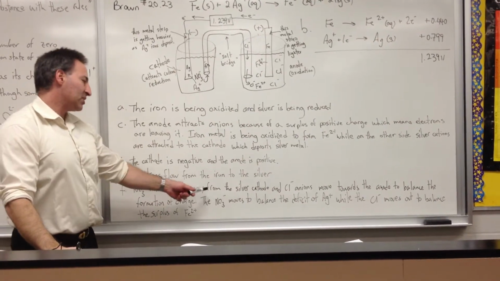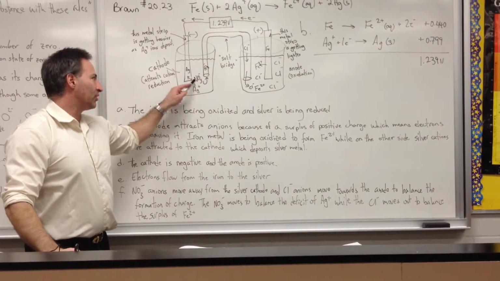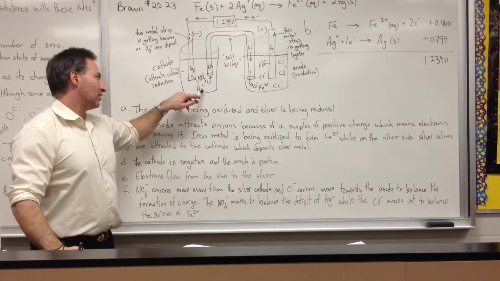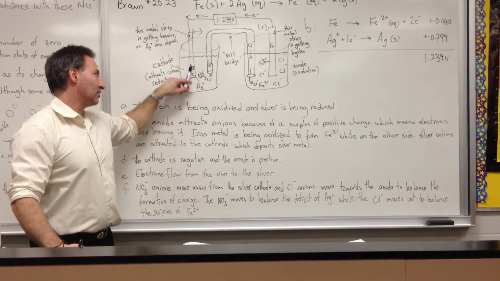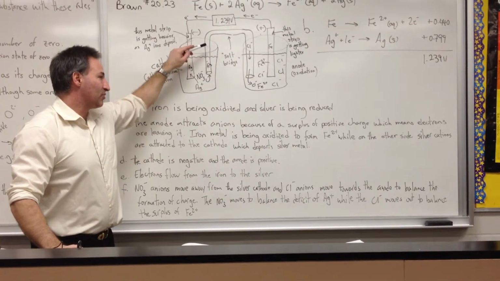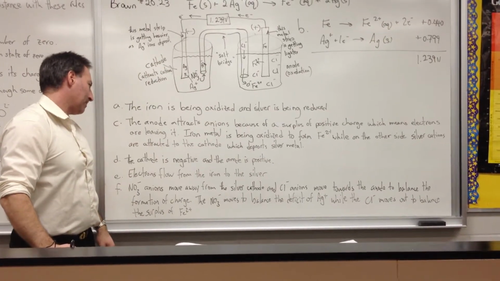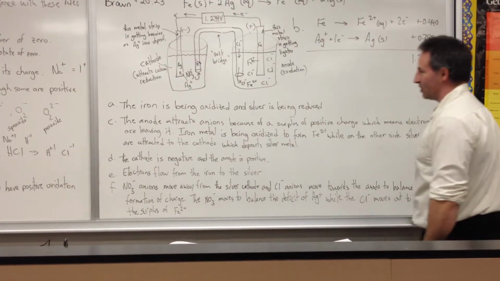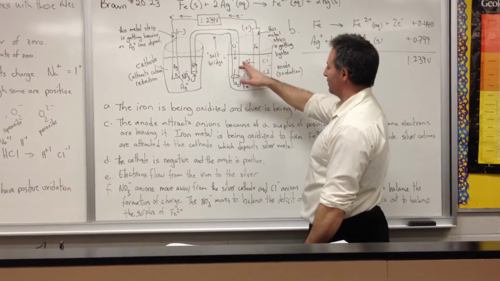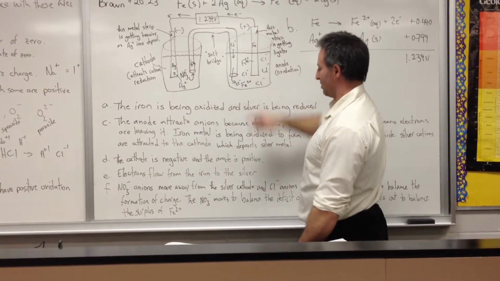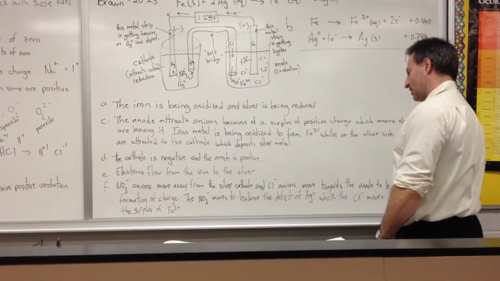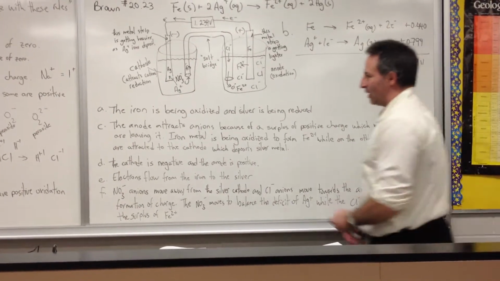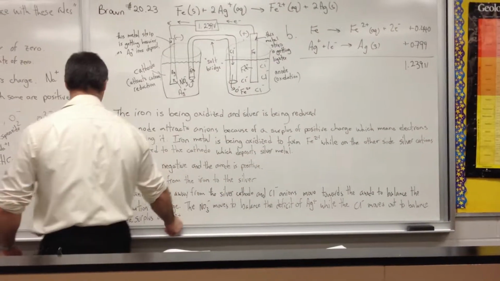Nitrate anions move away from the silver cathode. So they're moving away from this because negative charge is being absorbed in the form of silver cations depositing onto the silver electrode. So the nitrate anions move away into the salt bridge. And the chloride anions move towards the anode to balance the formation of charge, because iron atoms are coming off the anode, extra plus charges have to be balanced by the chloride. The NO3 moves to balance the deficit of Ag+, while the chloride moves out to balance the surplus of ferrous, or if you like, iron 2.